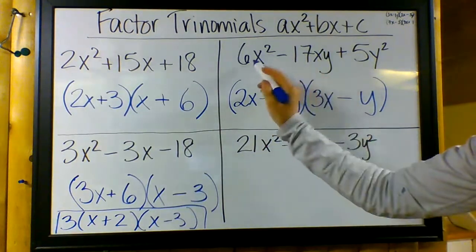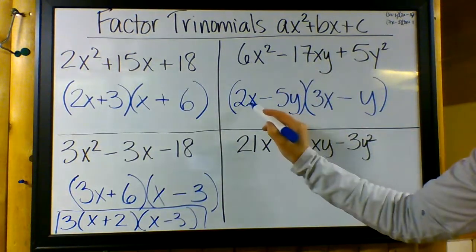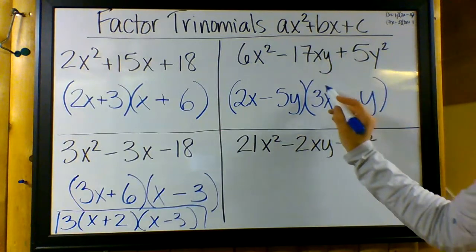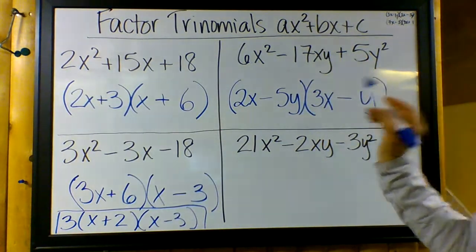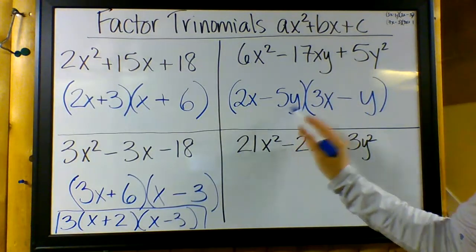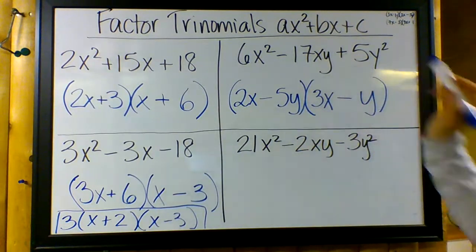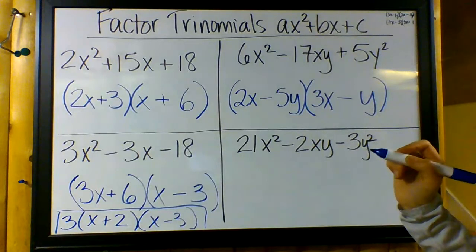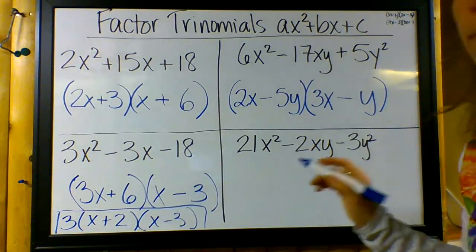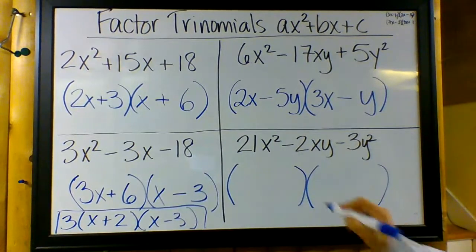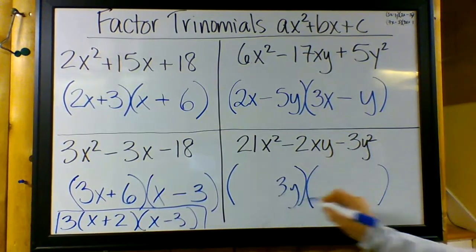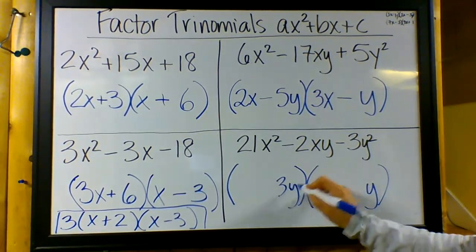2x times 3x is 6x squared. Negative 2y and negative 15x give me negative 17xy. And negative 5y times negative y gives me 5y squared. Awesome. One more. Okay. I'm going to put this 3y and y in place. Let's make that look better.